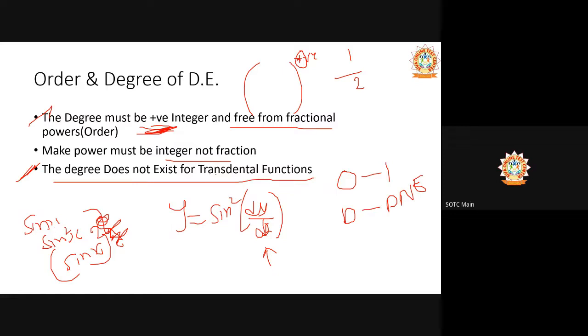So we are talking about a transcendental function, that is other than algebraic functions, that is here sin x, right?